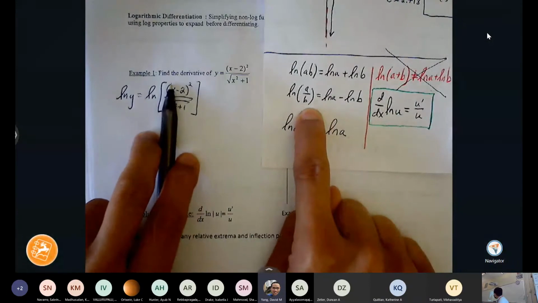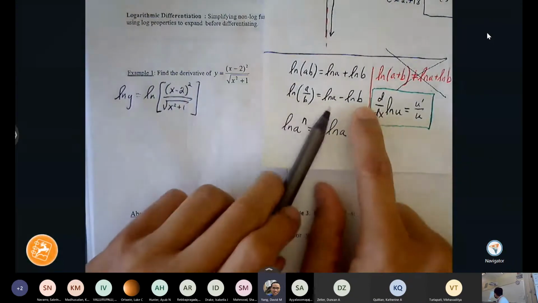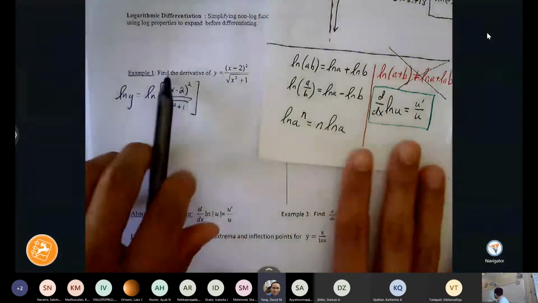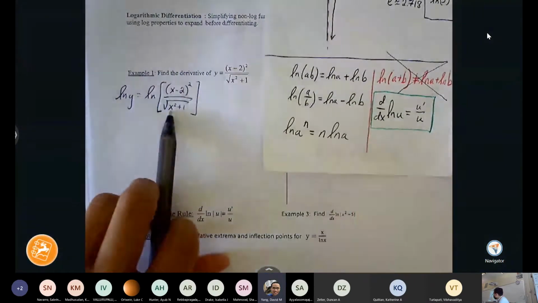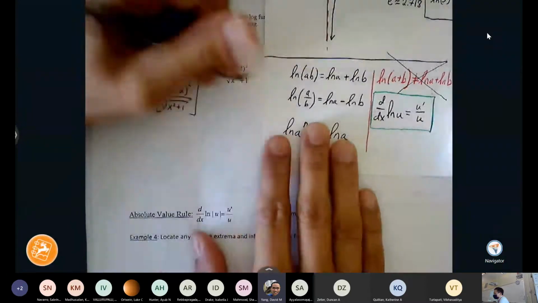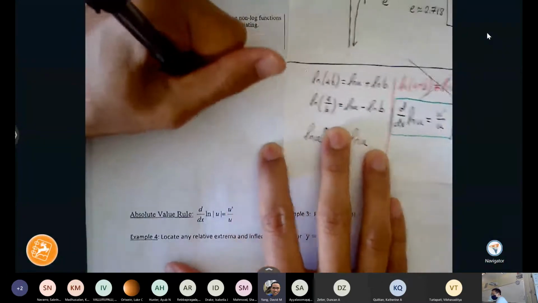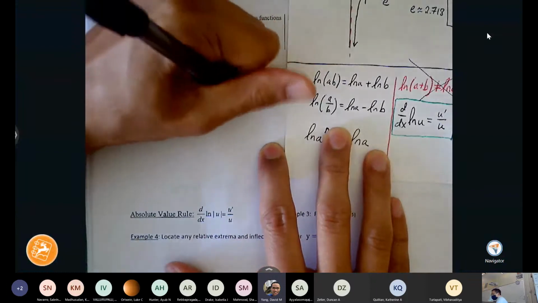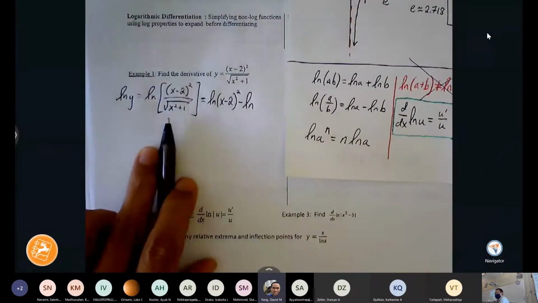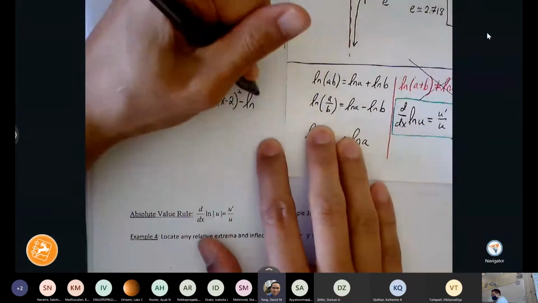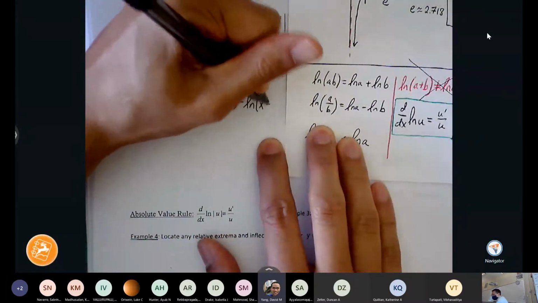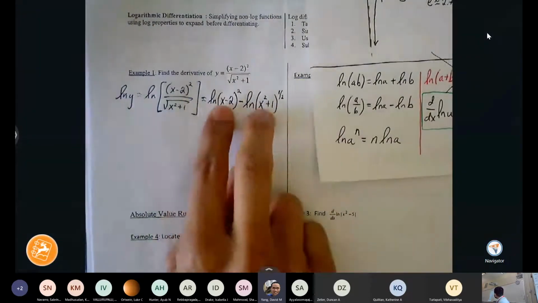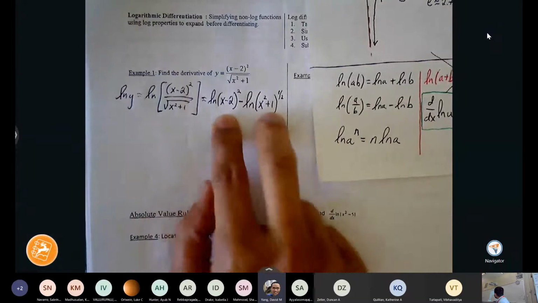I'm going to treat the numerator as my a, treat the denominator as my b, and just make it natural log of a minus natural log of b. And so the whole point of it is we want to expand this out so that the derivative will be easier down the road. And while I'm at it, I'm going to go ahead and convert that radical to a rational exponent just to get ready for my next step. So already it looks easier than what we had before.